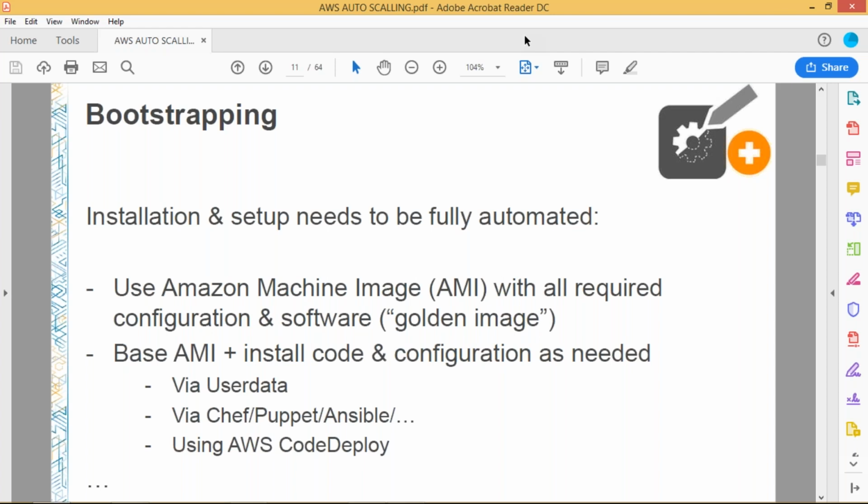So the third thing is basically bootstrapping. The installation and setup need to be fully automated. Use Amazon Machine Images with all required configurations and software. Golden image, base AMI, install code and configuration as needed, via user data, via Chef, Puppet, and Ansible. Use AWS CodeDeploy. So bootstrapping is basically what type of installations you want to do, going for automation kind of stuff.